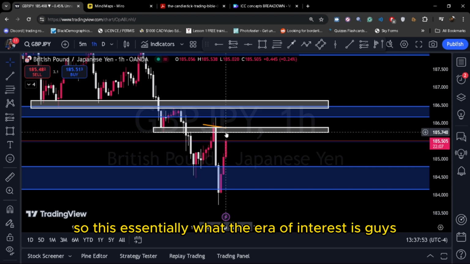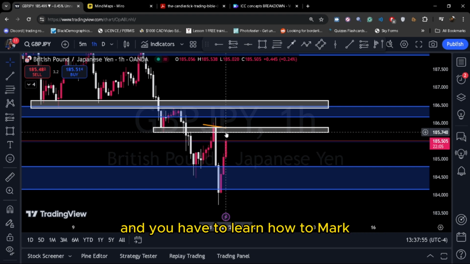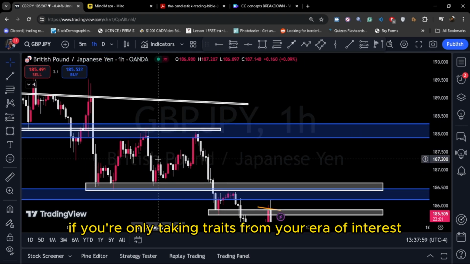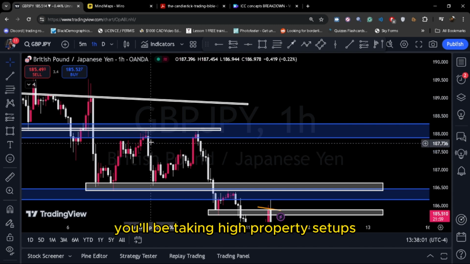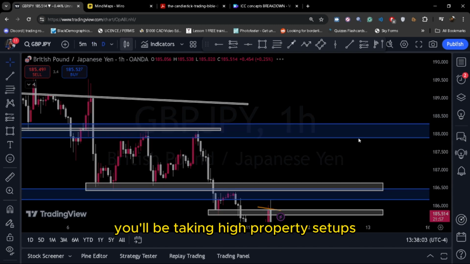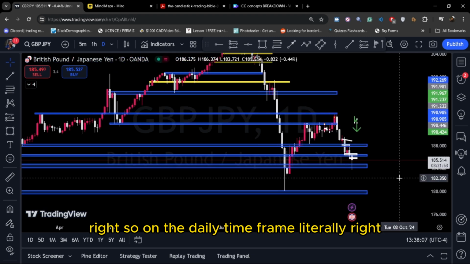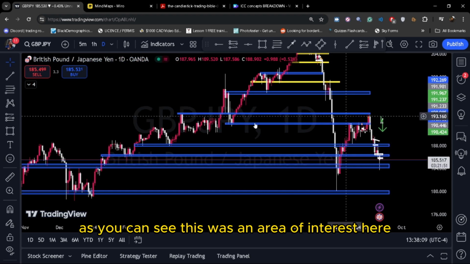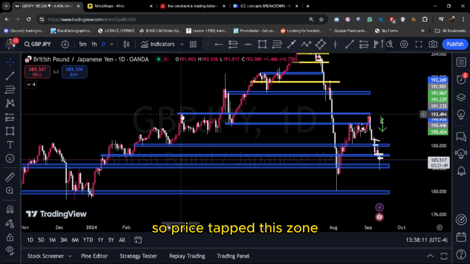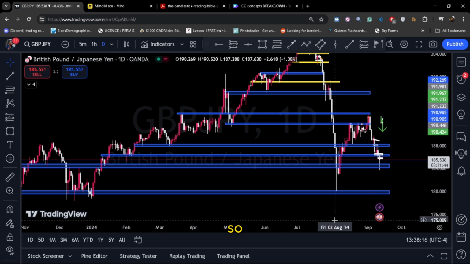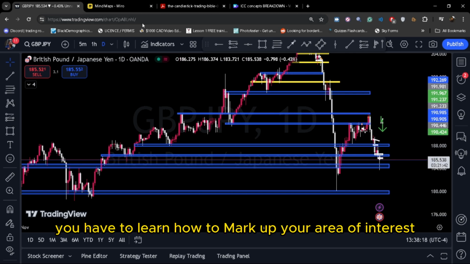So this is essentially what the area of interest is guys, and you have to learn how to mark this up because this can help you with your trading, right? So imagine if you're only taking trades from your area of interest guys, literally you'll be taking high probability setups. And then with the daily time frame, it's the same thing, right? So in the daily time frame, as you can see, this was an area of interest here. So price tapped this zone, tapped this again, and as you can see, it reacted off this, right? So you have to learn how to mark up your area of interest.